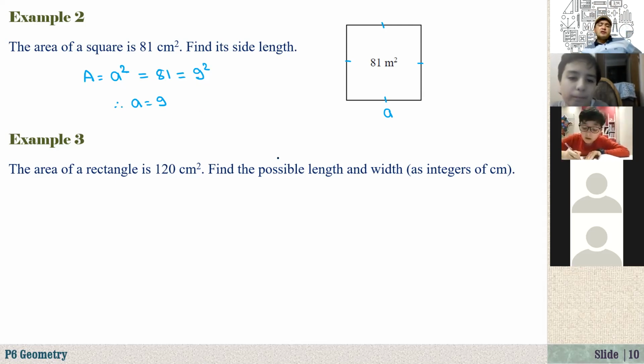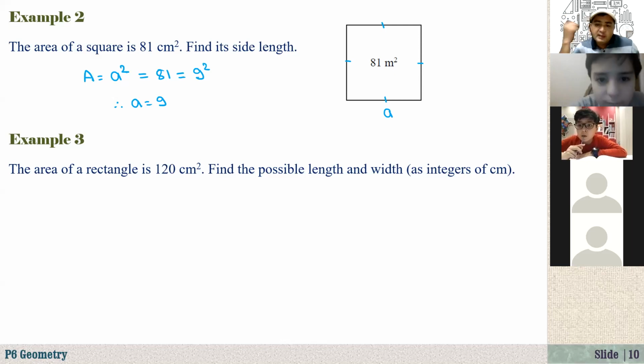How about example 3, guys? Can you read it well? Okay, understand and do it. You have 2.5 minutes. And there are more answers, not only one answer. The area of a rectangle is 120 square centimeters. Find the possible length and width. Now my question is, find all the possible lengths and widths as integers of centimeters. Integers means whole numbers, right? It is 0, 1, 2, 3, 4, 5. Okay. How many such rectangles exist or can we find?